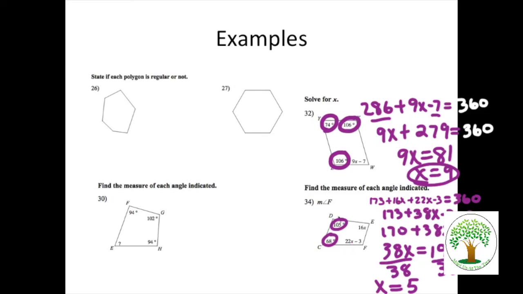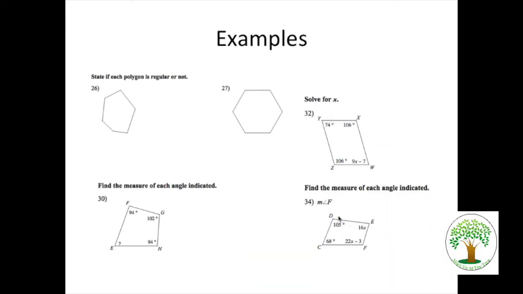So we have to do 22 times 5 minus 3. 110 minus 3. Is that going to be 107? Is that what you guys got? Yeah. Okay, 107. Let's go to the next.